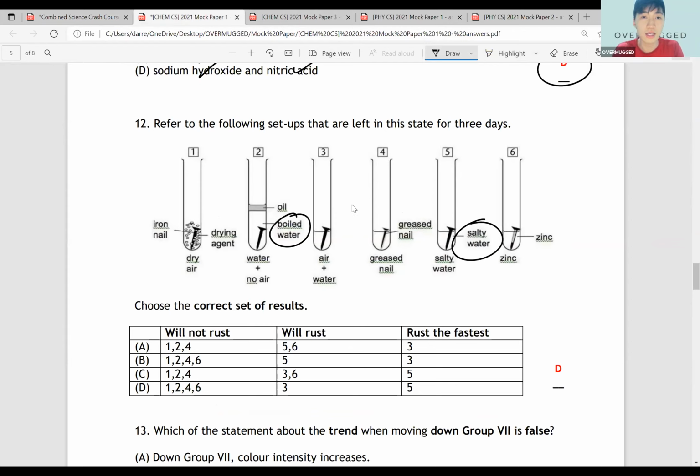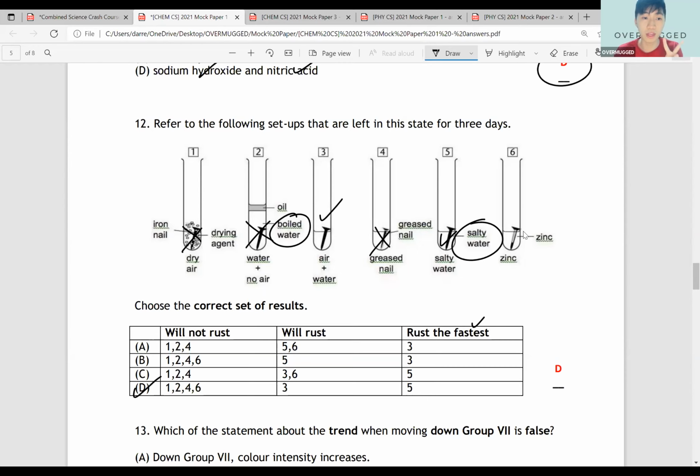So let's take a look. Can number 1 rust? Cannot. Why? Because no water. This one, no oxygen. This one can, got air and water. Number 4, cannot. Why? Because the grease portion of it serves as a protective layer. Salt water can rust? Can. In fact, it will be the fastest. Zinc will not rust because the zinc acts as a sacrificial metal, so it will react in place of the iron. Therefore, the answer should be D.